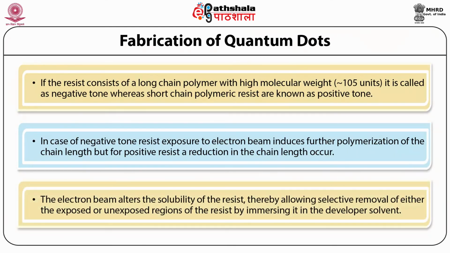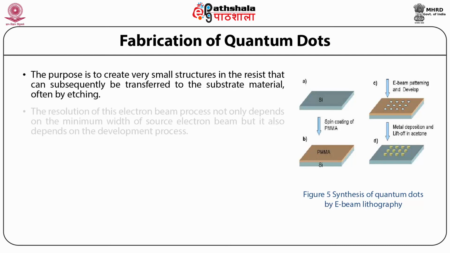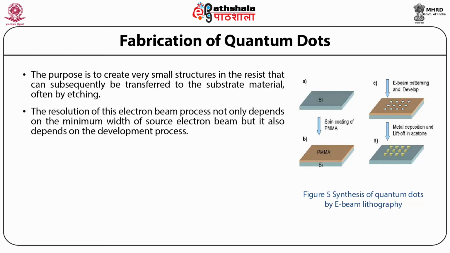The electron beam alters the solubility of the resist, thereby allowing selective removal of either the exposed or unexposed regions of the resist by immersing in the developer solvent. The purpose is to create very small structures in the resist that can subsequently be transferred to the substrate material, often by etching. The resolution of this electron beam process not only depends on the minimum width of the source electron beam, but it also depends on the development process.